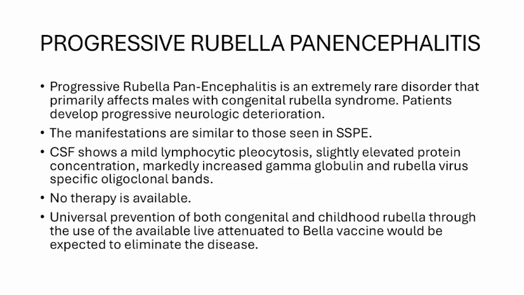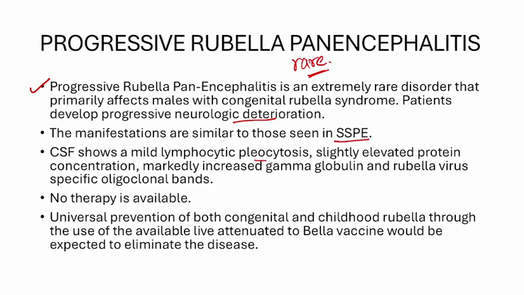Now we will continue with our third entity, that is progressive rubella panencephalitis. It is also a very rare entity and it is seen in congenital rubella syndrome patients. Means the virus is something there in the body and it is chronically active at a low amplitude, and it will cause encephalitis over a long period of time. Patients develop progressive neurologic deterioration. Manifestations are similar to SSPE.